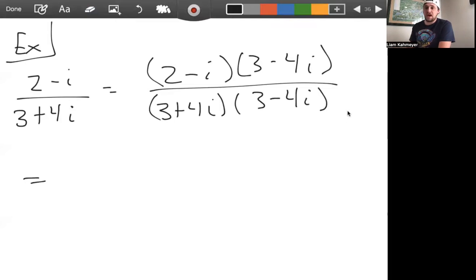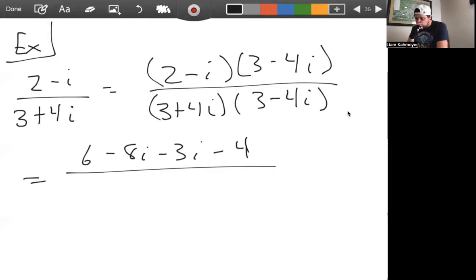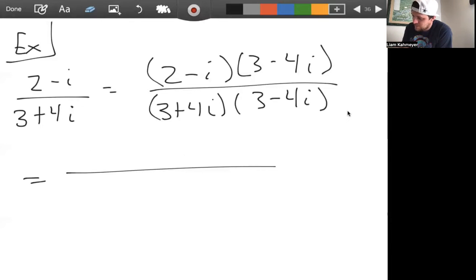And if we do this, well, then we have complex multiplication to compute in the numerator and the denominator, right? It looks like we're going to get 6 minus 8i minus 3i, and then it's going to be plus 4i squared. So that's minus 4 because i squared is -1. And we could simplify the top there. It's going to be 2 minus 11i. So let's go ahead and do that.